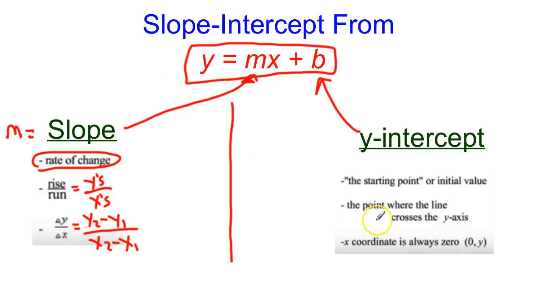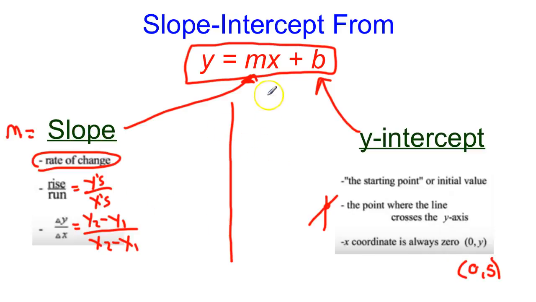It's also where the line crosses the y-axis. So the vertical line that looks like this, that's the y-axis. Wherever it crosses, that's the y-intercept. So you might see a line like this, bam, right there, y-intercept. Lastly, the x-coordinate is always 0. So if you're trying to solve it algebraically, you might have 0 and then 5. In this case, the y-intercept is 5.